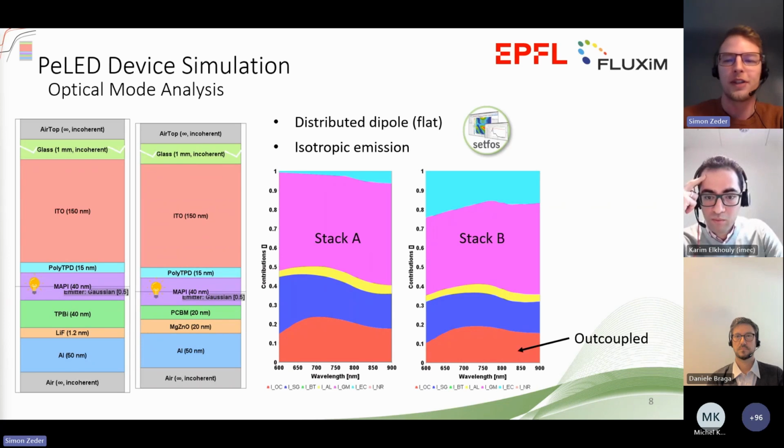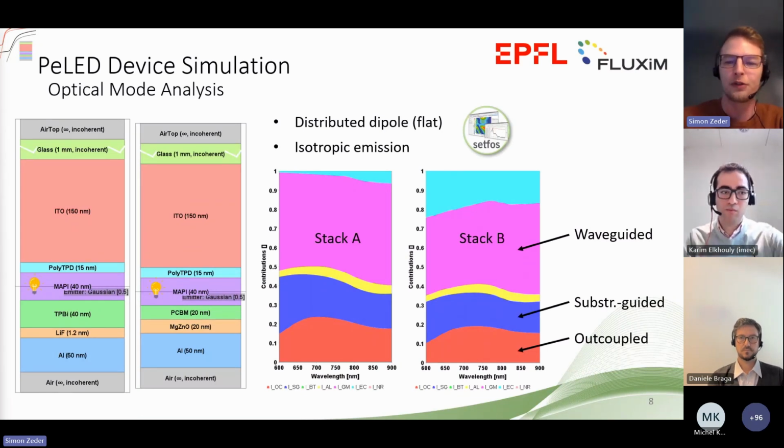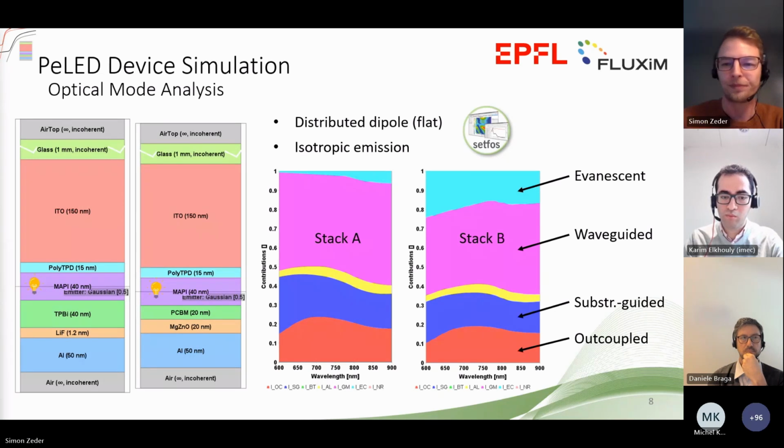However, what is especially interesting in terms of photon recycling is the fact that in both stacks, we have a huge contribution of substrate as well as waveguided modes, which are especially important for the reabsorption. Finally, especially for stack B, we have a rather large amount of energy which is coupled into evanescent modes within the perovskite. Now, since all these last three contribute to reabsorption, let's go ahead and try to quantify the impact on the EQE of device B for now by applying the aforementioned simplified electrical model.